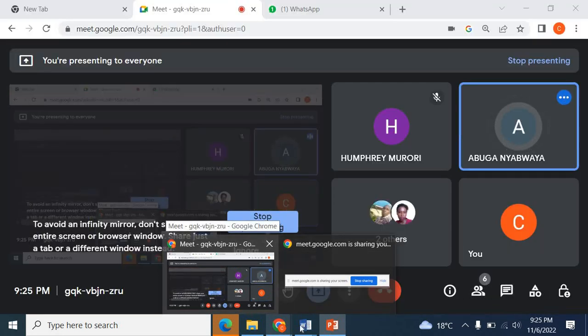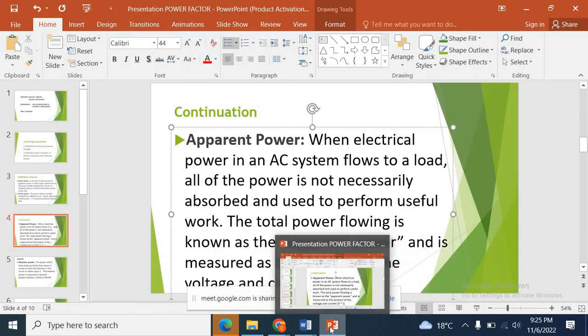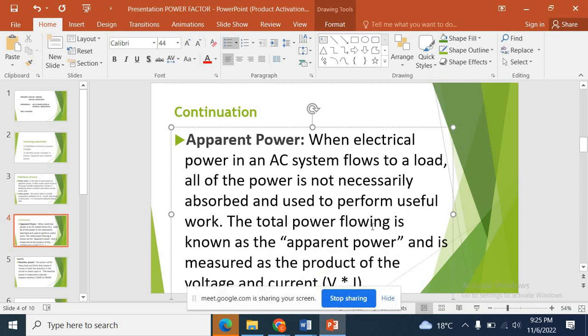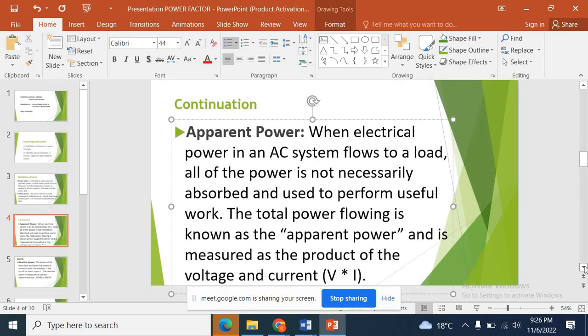Apparent power is the electrical power in an AC system which flows to a load where all of the power is not necessarily absorbed and used to perform useful work. The total power flowing is what we call apparent power. Yes, you are very correct.